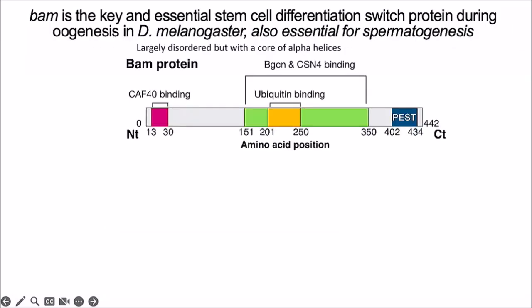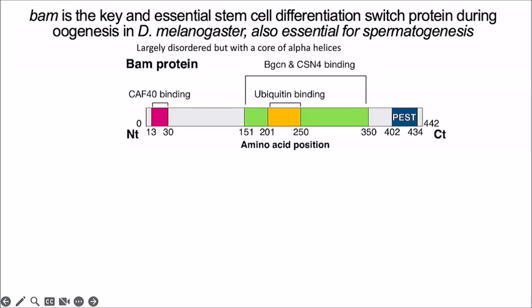Now, this is a protein coding gene, 442 amino acids long. It doesn't have any classic structural domains. What it does have is what's called a PEST domain down here, a high frequency of the amino acids P, E, S, and T, and this is typical of proteins that get degraded very, very quickly.